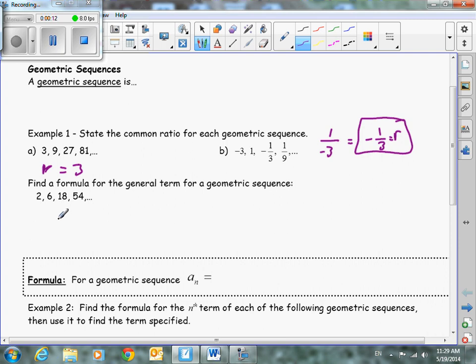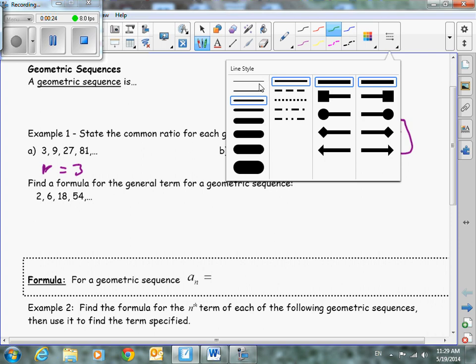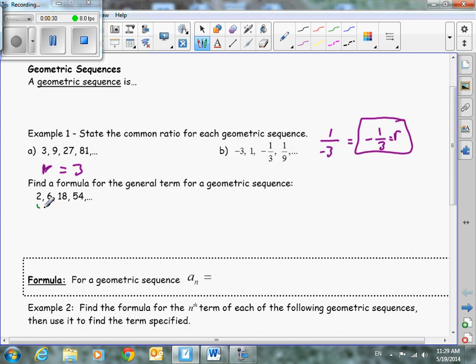Here it says, find the formula for the general terms for a geometric sequence. Here we have 2, followed by 6, followed by 18, and 54. Do we have a common ratio? Yes. What is it? Times 3. So from 2 to 6, we're doing times 3. From 6 to 18, we're doing times 3, and so on. From 18 to 54 is times 3.